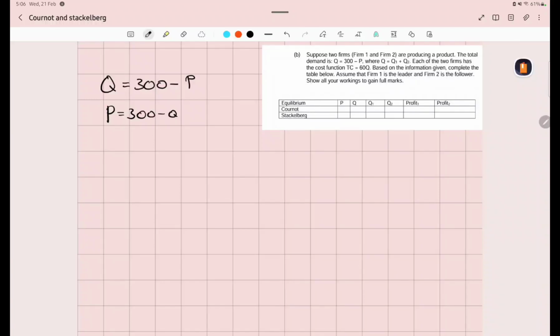Okay, so we have another question here where we are looking at Cournot and Stackelberg. All the information's given. I'll write the total cost just so. No, 60Q.